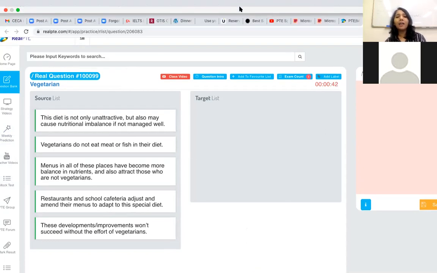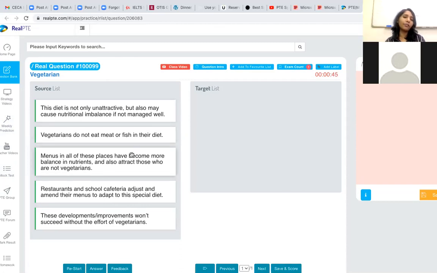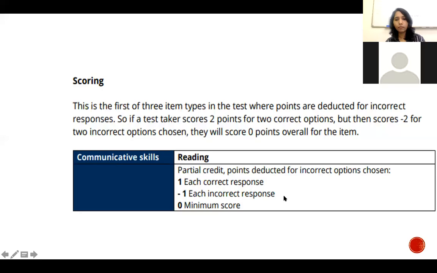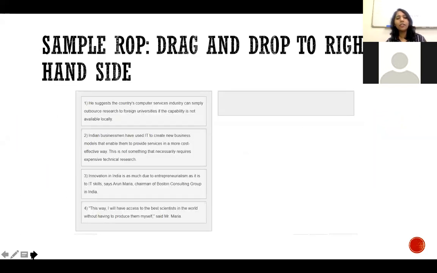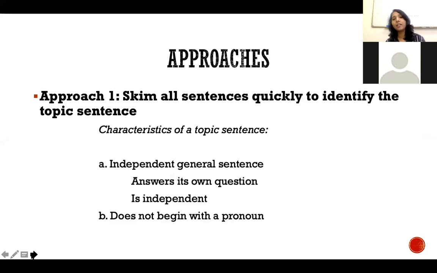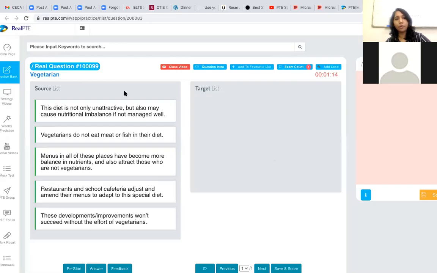Now, how are you marked for this? What is the marking criteria? Let me open up my PowerPoint. The marking criteria is that you get points for every pair that you make rather than the order. How you're being marked is very important here, so please pay attention. You're not marked for solving it. Your attitude while doing this question type is not to solve it, but to make correct pairs.